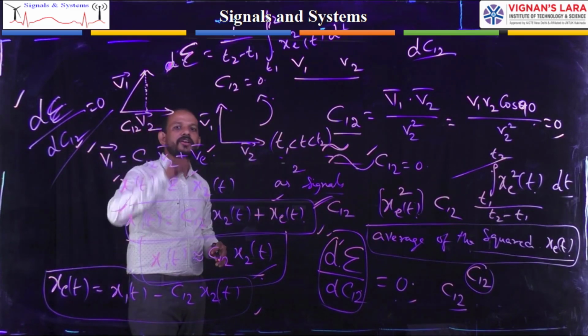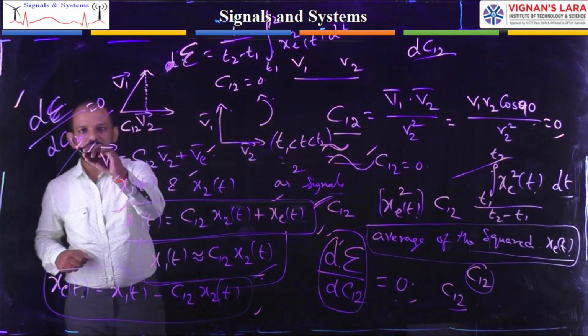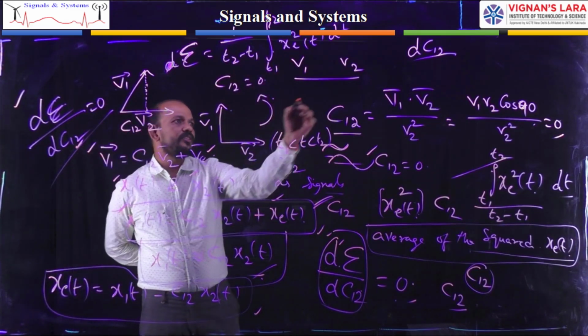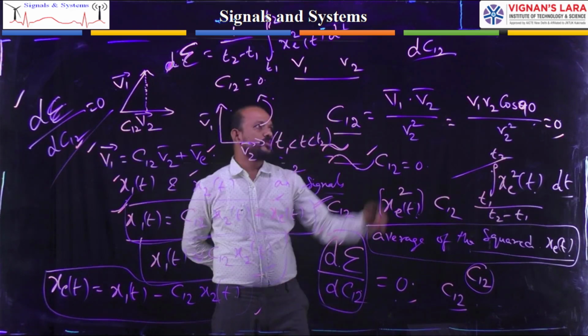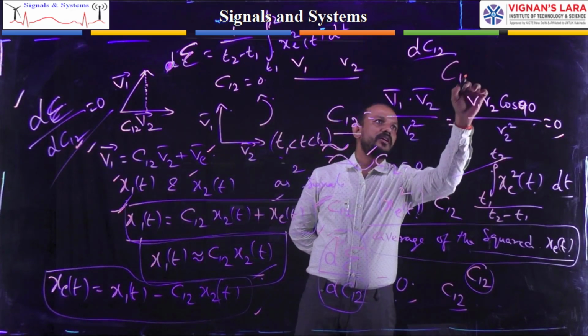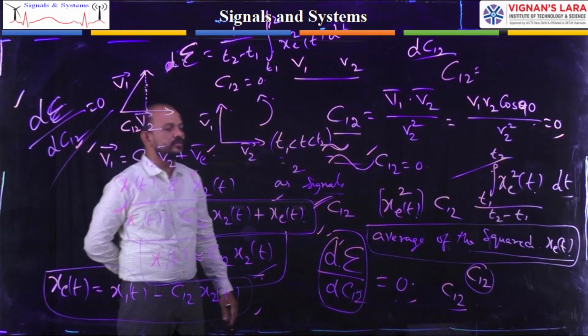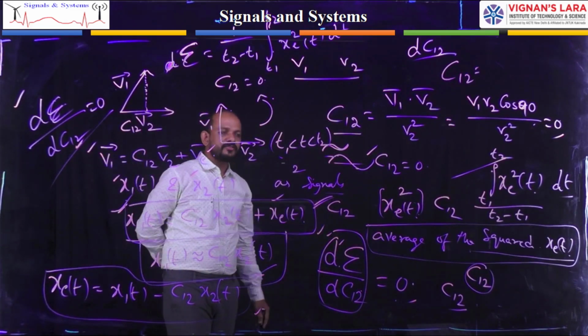So you all have to find out the value of C12. This is for your practice. Find the value of C12, and I will give the answer for you to check. So here, can anyone guess what will be the value of C12? In vectors, what is the value of C12?